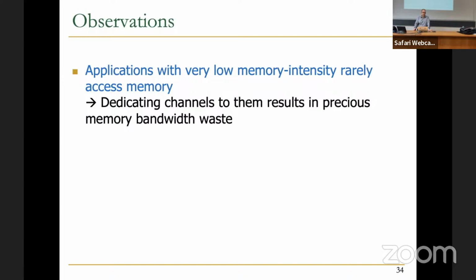Applications with very low memory intensity rarely access memory. So when we do this channel partitioning, we don't want to have one channel with quite high utilization and another channel with quite low utilization. That's not good, right? Dedicating channels to them results in precious memory bandwidth waste, which is not good.